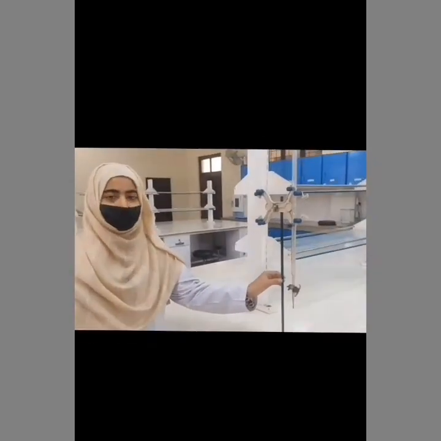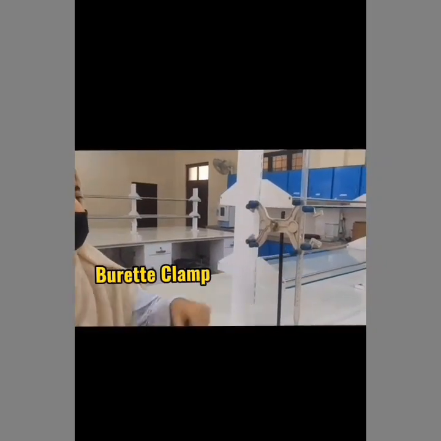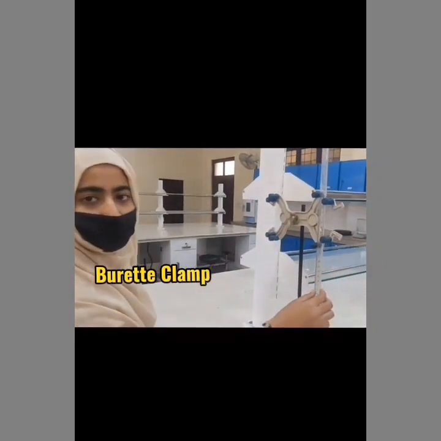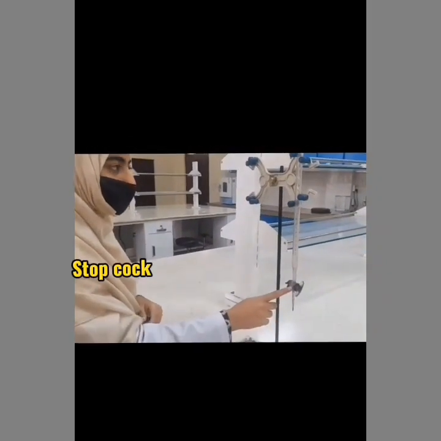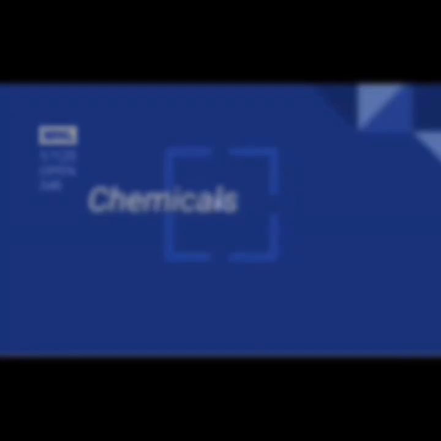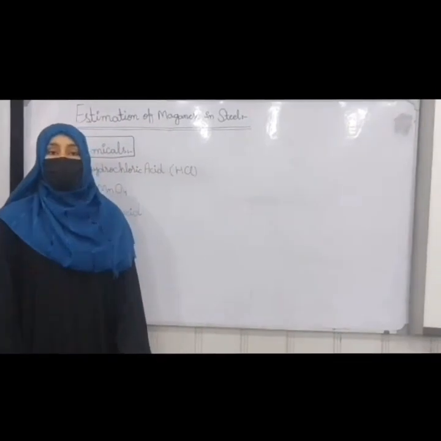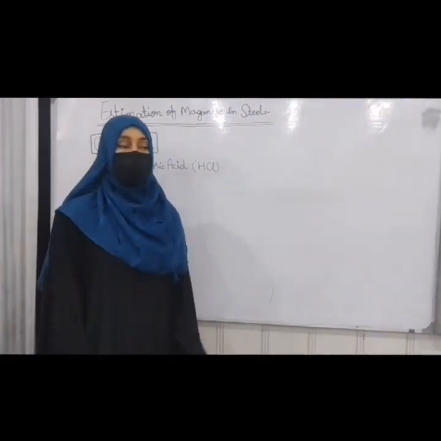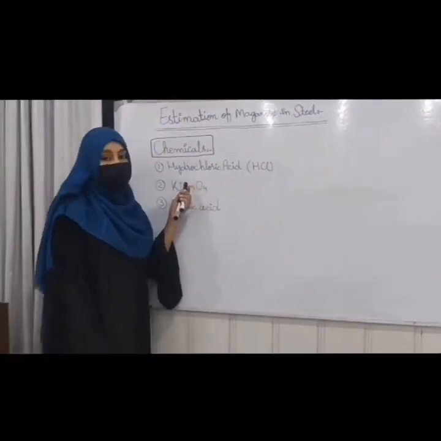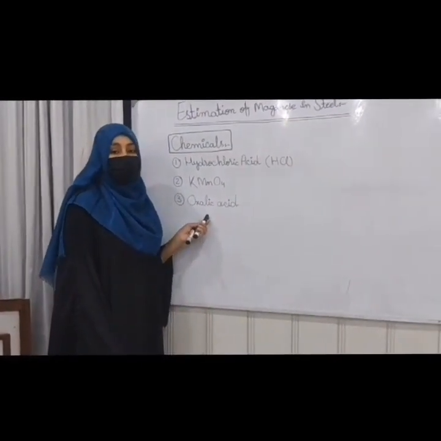This is our apparatus. This is the burette and that is the burette clamp that holds the burette, and here is the stopcock and that is our stand. The chemicals which we use in titration are there. Number 1 is hydrochloric acid, number 2 KMnO4 and number 3 oxalic acid.